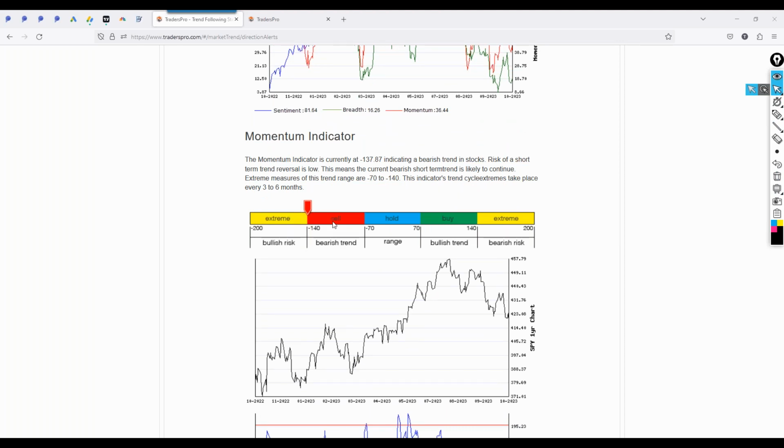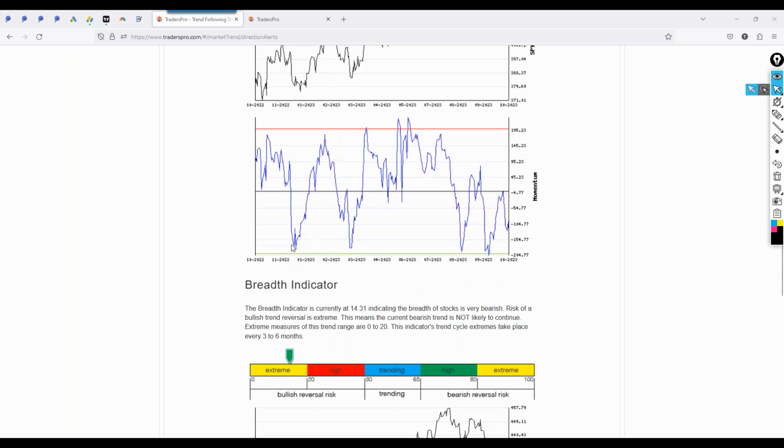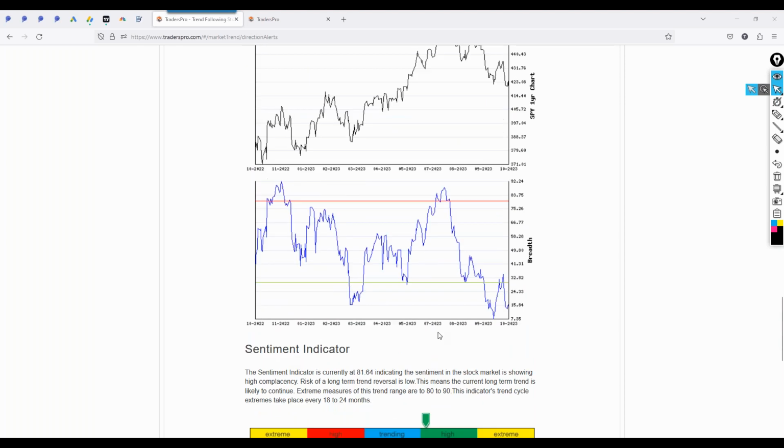Momentum, we're in this bearish trend now approaching extreme. With today's move, that'll probably tick over to the extreme range as well. And the breadth indicator is extreme. They can get more extreme, obviously, and it depends on how the day unfolds. They could close out pretty extreme.